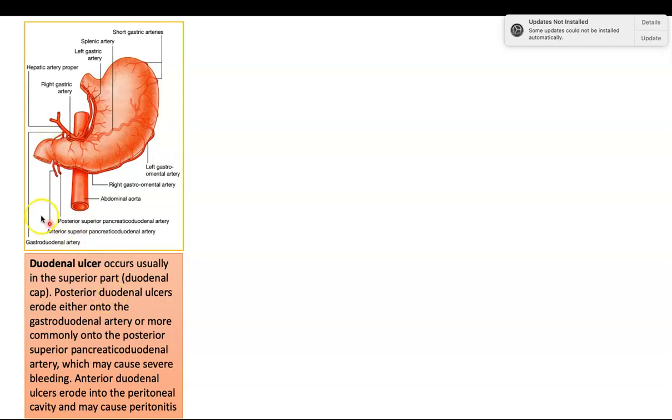So if you have an ulcer in the posterior wall of the duodenum and that erodes into the blood vessel, it can cause profuse bleeding from either the gastroduodenal artery or, more commonly, the posterior superior pancreaticoduodenal artery, which lies posterior to the upper part of the duodenum.